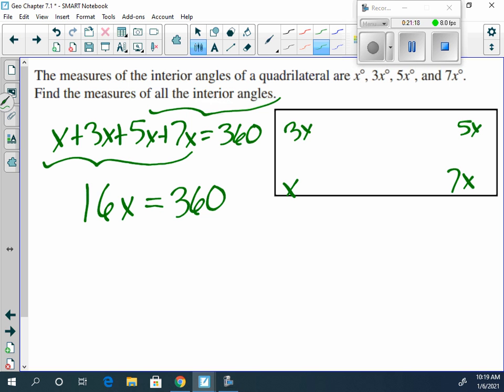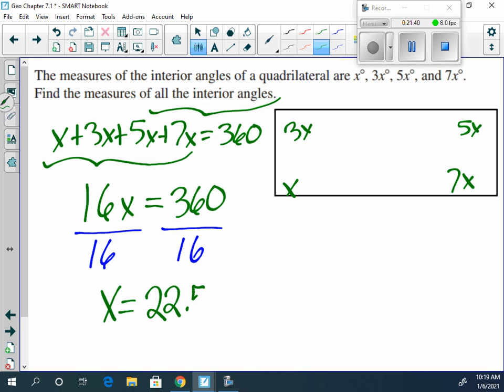And you could do that in a calculator. 1 plus 3 plus 5 plus 7, which would give you 16. What would we need to do next? Divide both sides by 16, which tells me x is equal to 22.5.